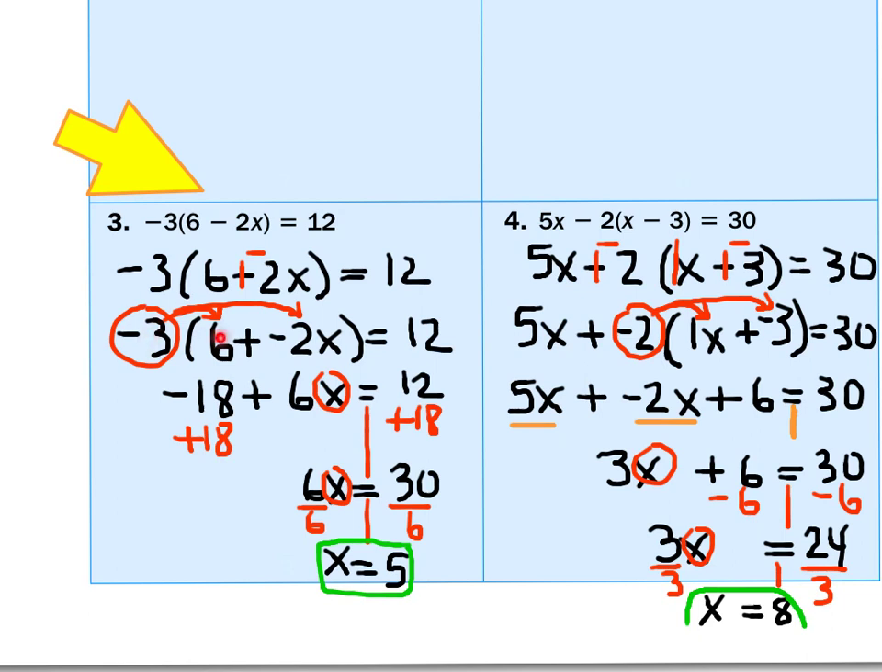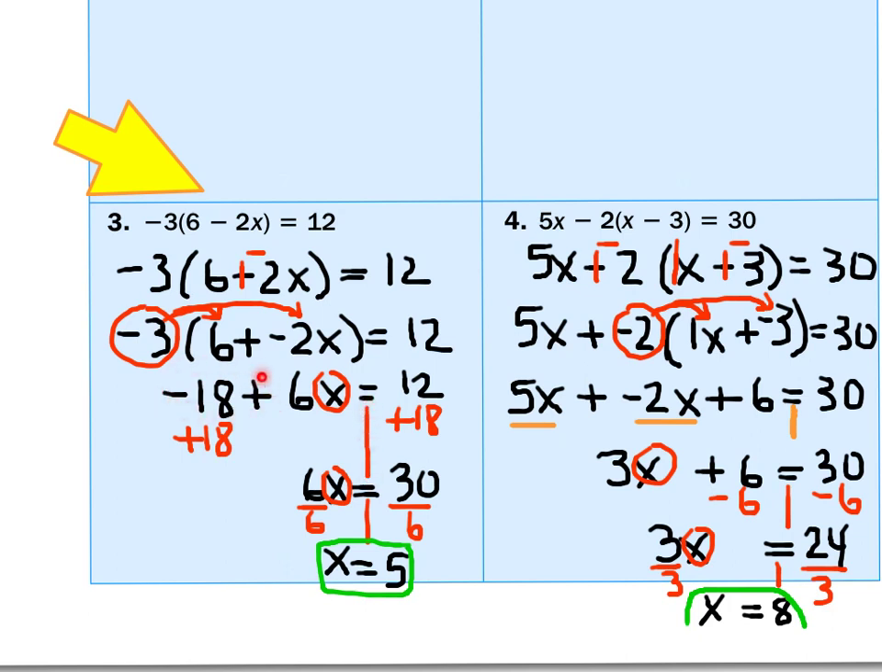So negative 3 times 6 gave me negative 18. Bring your addition sign down, and negative 3 times negative 2x makes positive 6x. Let the equal sign come down, let the 12 come down. And now you have a two-step equation. So with your red, circle the variable, bring down your wall.